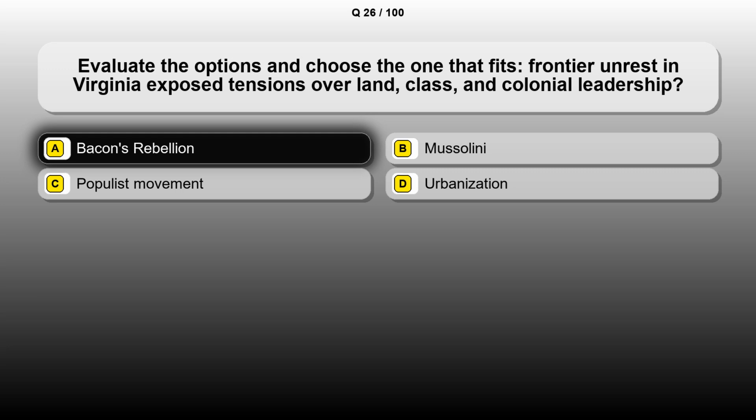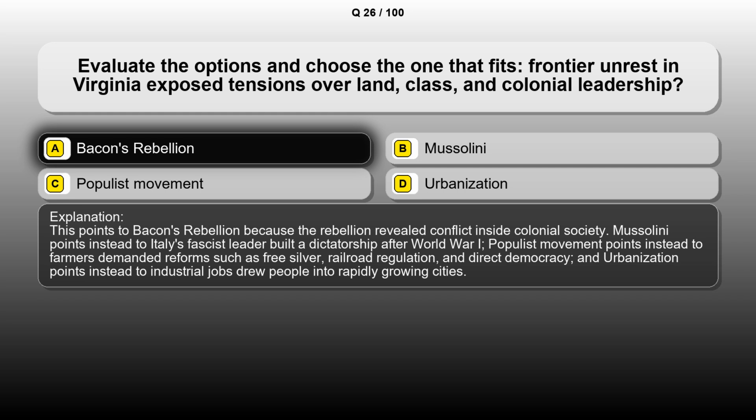The correct answer is option A, Bacon's Rebellion. This points to Bacon's Rebellion because the rebellion revealed conflict inside colonial society. Mussolini points instead to Italy's fascist leader who built a dictatorship after World War I. Populist movement points instead to farmers demanding reforms such as free silver, railroad regulation, and direct democracy, and urbanization points instead to industrial jobs drawing people into rapidly growing cities.